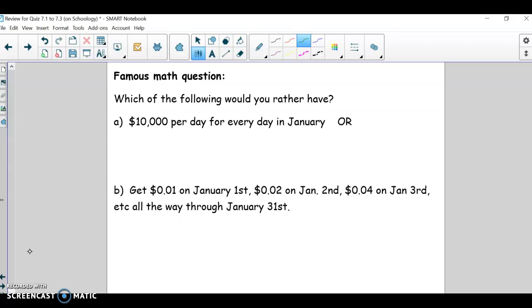Want to try at least one more of these exponentials. So this is a pretty famous math question. So you have a choice, right? You're going to get a bunch of money, right? And you have a choice of either $10,000 per day for every day in January. There's 31 days in January. Or I'll give you a penny on January 1st, 2 pennies on the 2nd, 4 pennies on the 3rd, and I'll keep doubling every day all the way to January 31st. So which one is a better deal, right? Which one would you rather have? Pause the video and see if you can make some sense of this.